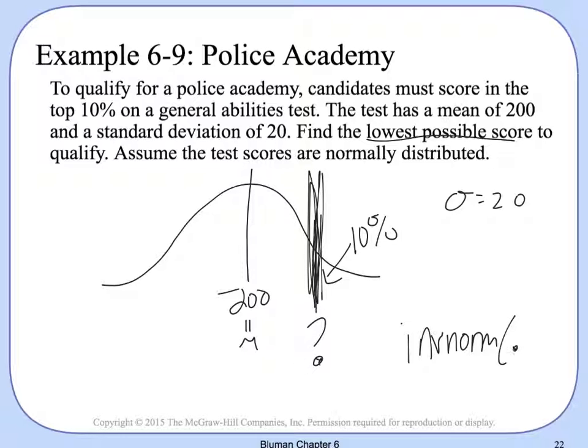So inverse norm 0.9, comma. Now when we did it before, it was 0, 1. That was for a z-score. Now make the connection here. What's our new mean? What's our 0? What's our mean? 200, and our standard deviation is 20. So 0.9, 200, 20 with inverse norm.